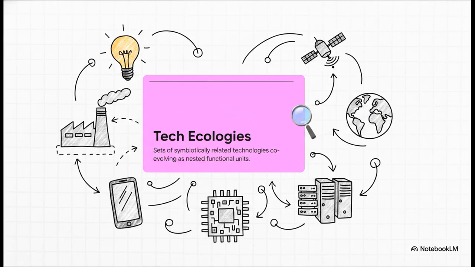Let's really zero in on that middle layer, because it's vital. Ecologies of technologies are sets of technologies that are symbiotically related and co-evolving. You cannot have a light bulb without a power plant and power lines, just like you can't have a smartphone without server farms, global microchip supply chains, and satellites in orbit. They evolve together as an entire habitat.